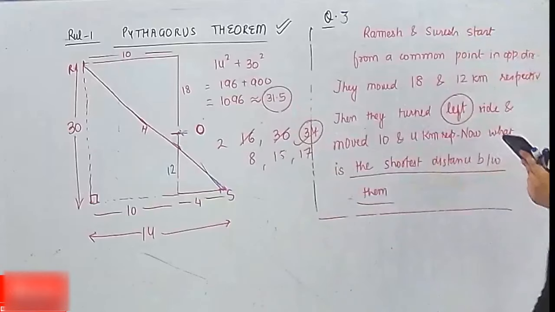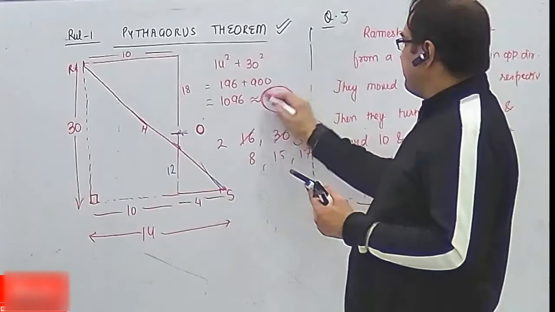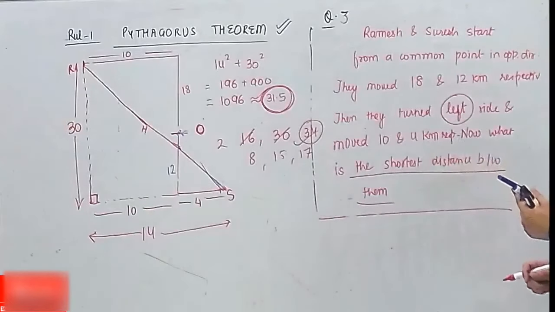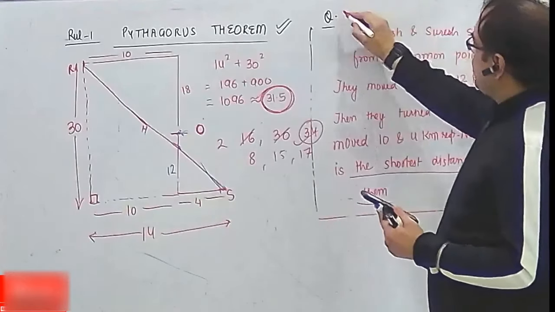1096 is basically the square of 31.5. Okay, approximately 31.5 is the right answer for this question. Okay, students, question number 3 is clear. Now we move on to question number 4.